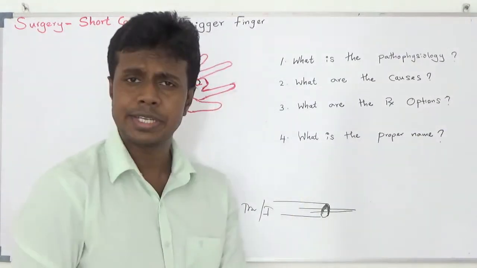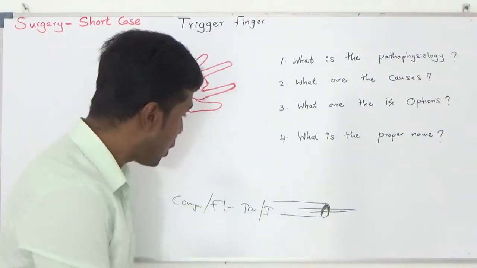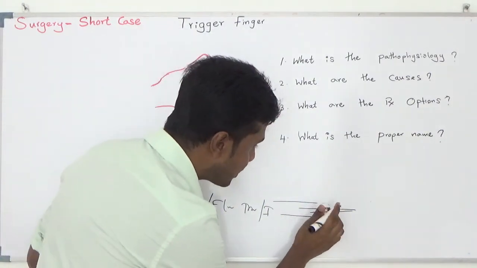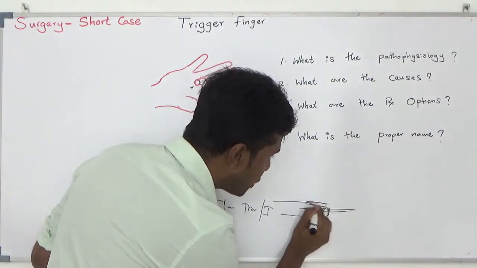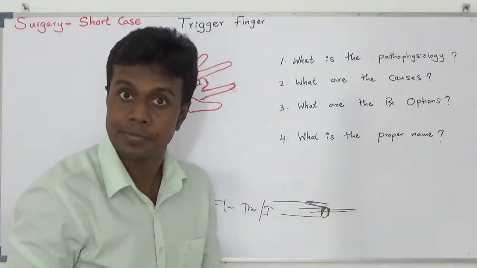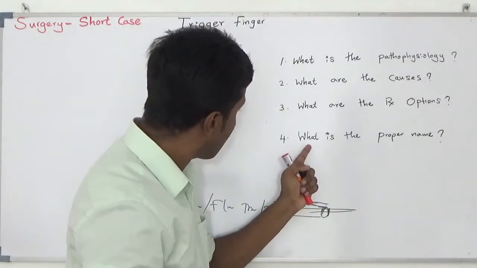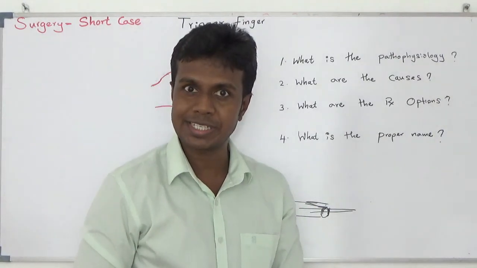How are you going to do the surgery? Surgery has to be done in a bloodless field. You have to divide this tendon sheath longitudinally. You have to cut this tendon sheath longitudinally and release the obstruction. What is the proper name? Now you know, stenosing tenosynovitis.